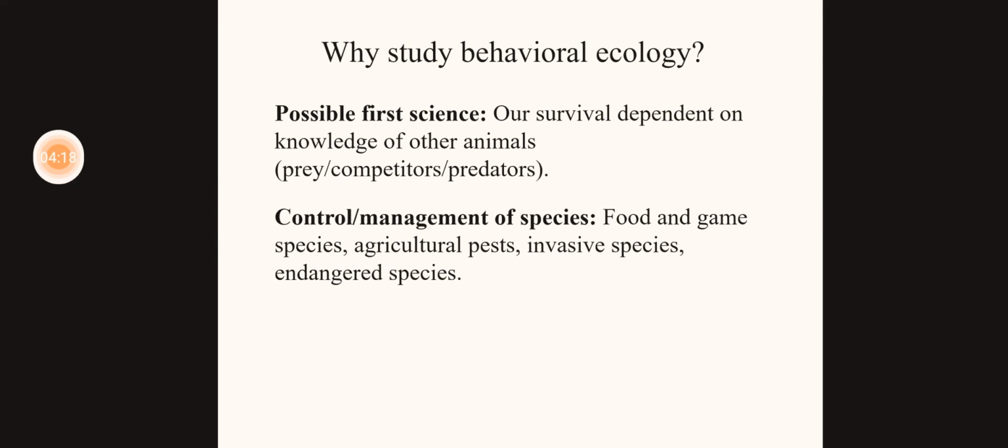The first reason is that our survival depends on knowledge, and the other is the control or management of species, food and game species. So there is competition with agricultural pests. The pest will definitely destroy our agriculture if we work hard and grow crops, but when the pest infects it, obviously we will lose, so agricultural pests may be harmful for us, and we have to control or manage them.